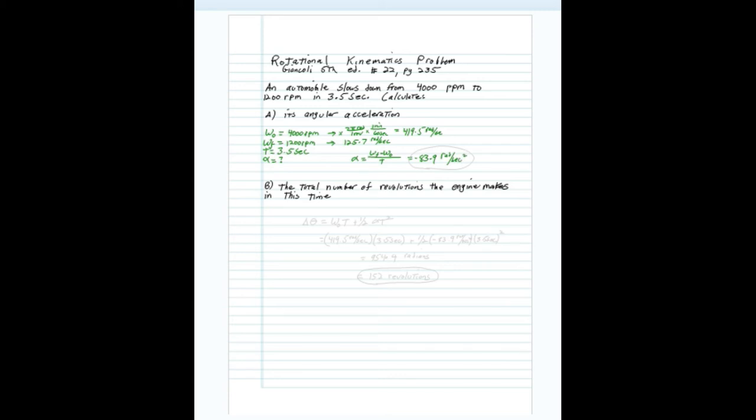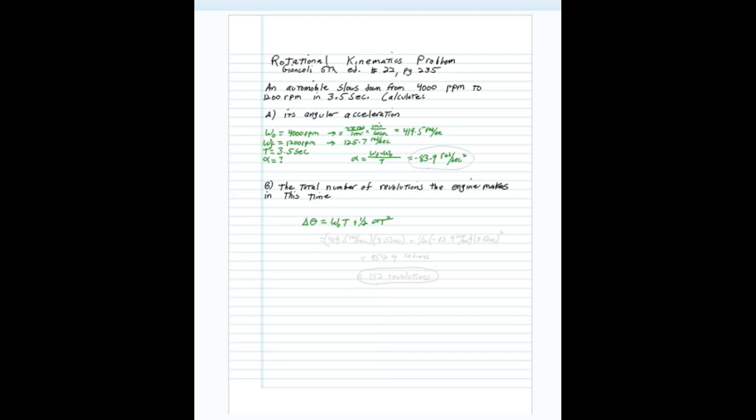Okay, and then in the second part, it wants to know the total number of revolutions. So the way I think about that is, if it wants to know the total number of revolutions, it's asking how much has the thing rotated overall. So that's theta that we're looking for. So the equation that's going to get us there is this one. It tells us about angular displacement.